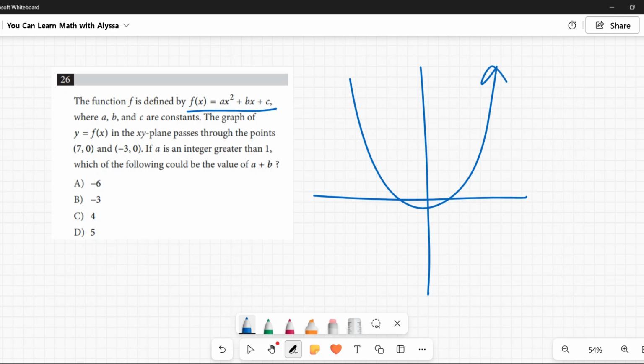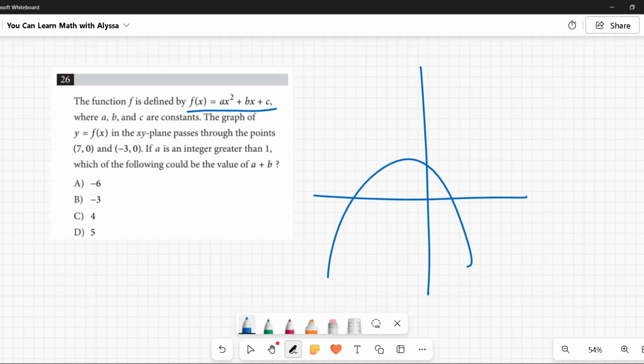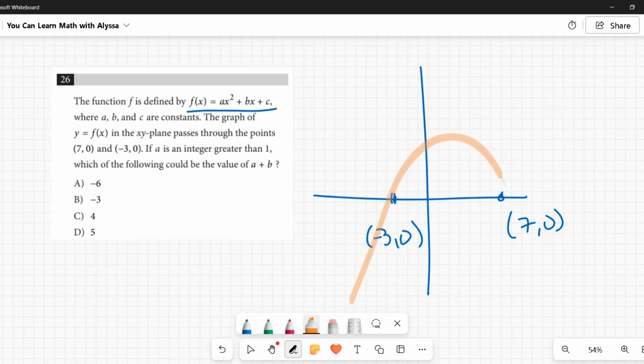And a parabola can be a lot of things. We don't know what a, b, and c are, so it can be any of those. But we know basically the type of shape that a parabola is. And we're told that the graph of this function passes through the points (7, 0) and (negative 3, 0). I am not drawing this to scale. For myself, when I'm writing this, I just want an idea of what's going on. I'm not going to take the time during the SAT to make a scale drawing. So negative 3, 0, and 7, 0, and the parabola passes through them. So this parabola could be going up and coming down.